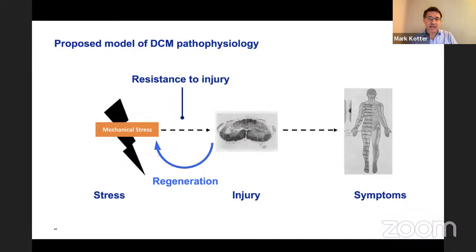And then this injury still needs to translate into symptoms. And that's not linear either, because there are compensatory mechanisms that even involve cortical layers of the brain that might help to make do for some of the axons and neurons that are lost as part of the condition.